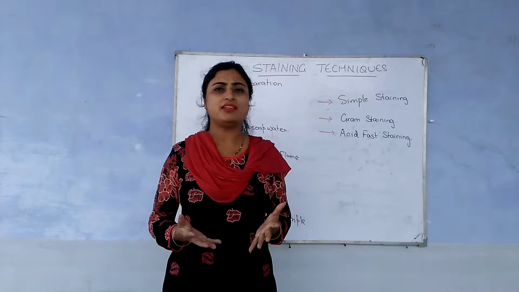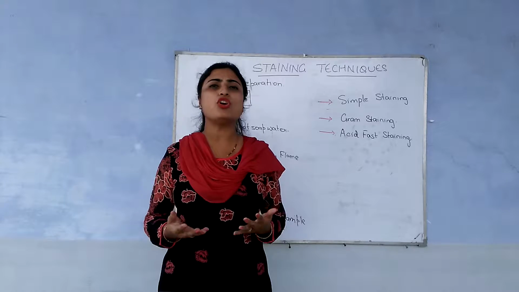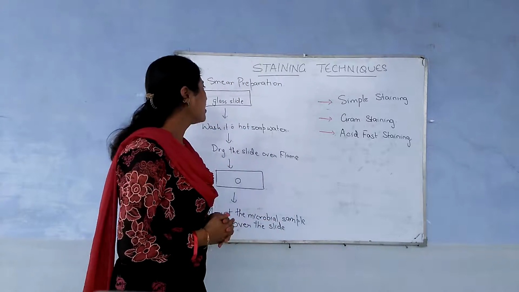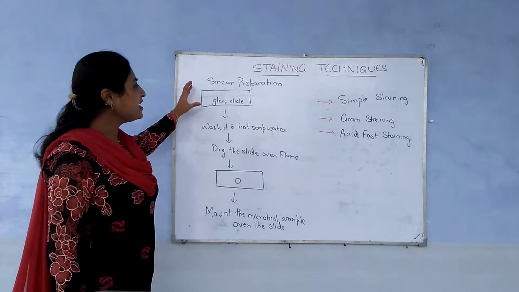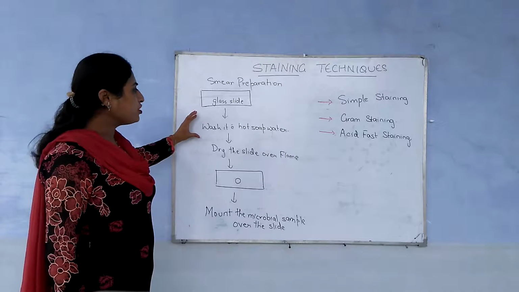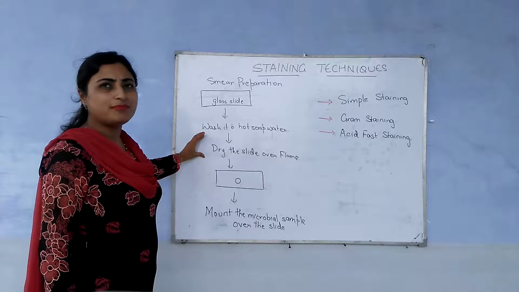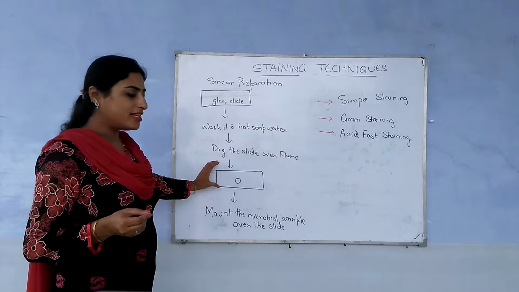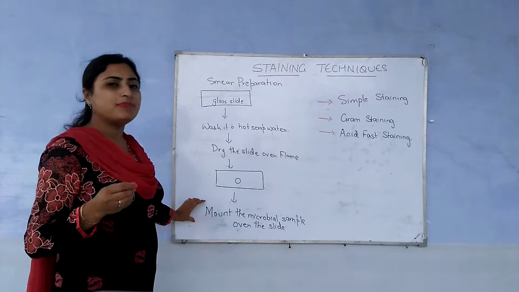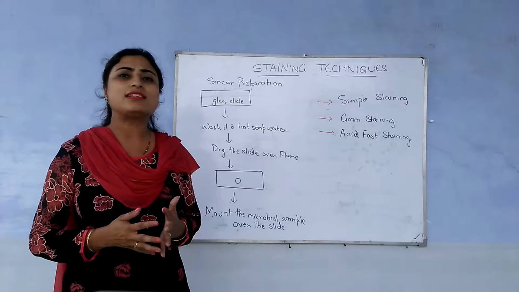Now what is a smear? It is a sample of microorganisms which we are going to observe under the microscope. Now this is the method for smear preparation. First of all, we will take a glass slide, wash it with hot soap water, dry the slide over the flame, then we will place a drop of water over the slide and mount the microbial sample to be identified on the slide. Then we will heat fix the slide.